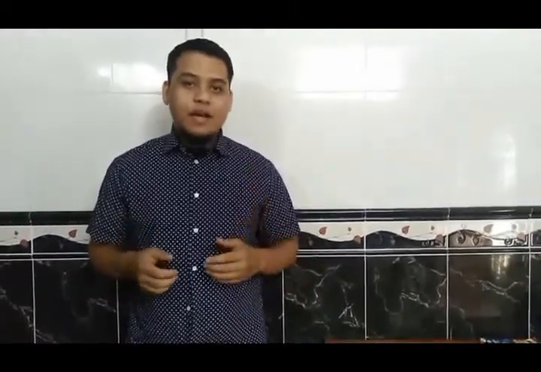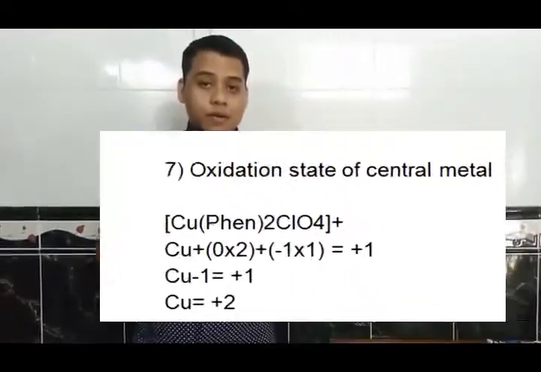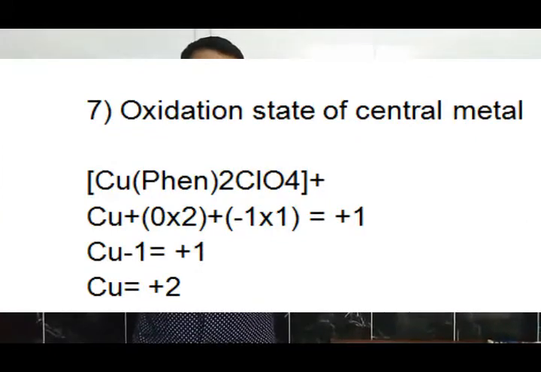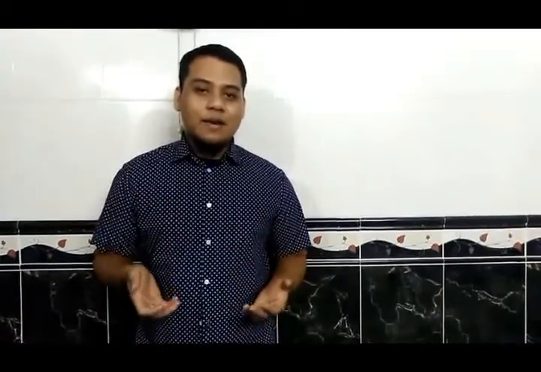In order to calculate the oxidation state of copper in the complex, firstly, you have to know the oxidation state of each ligand in the complex. Next, substitute each value of oxidation state of ligand in the equation, which will equal to positive 1. And then solve the equation and you will get the value of copper's oxidation state is equal to positive 2. In the previous question, we had mentioned the ligand's oxidation state.